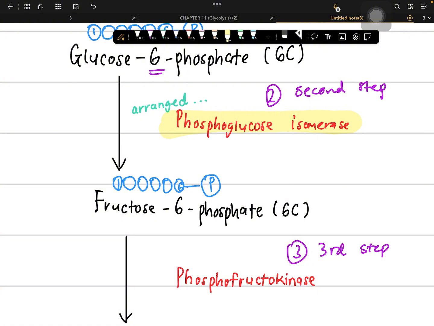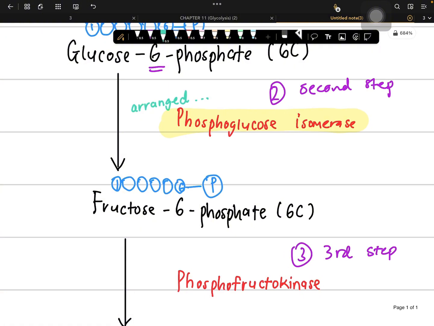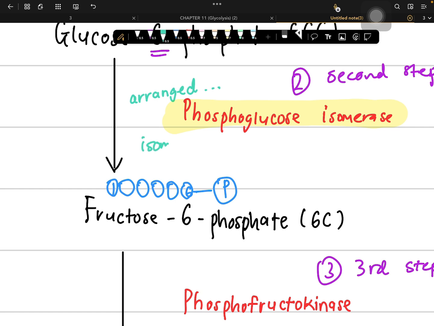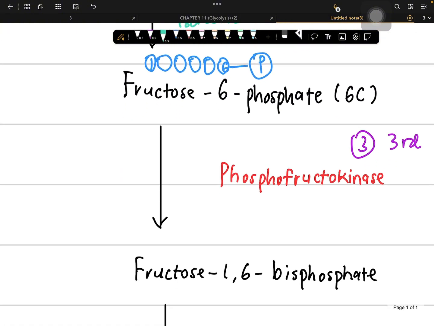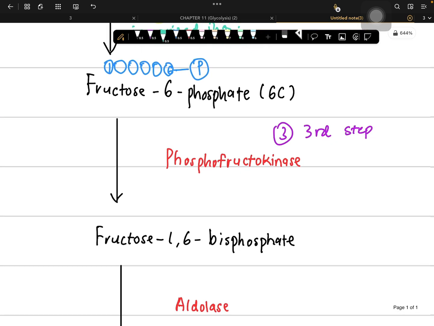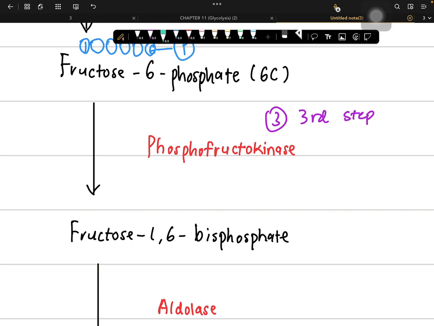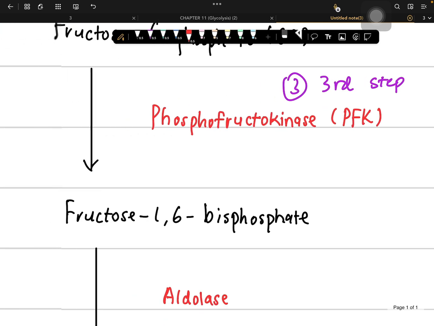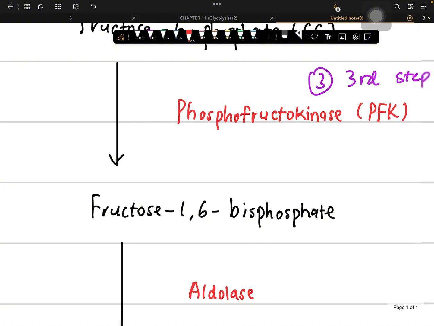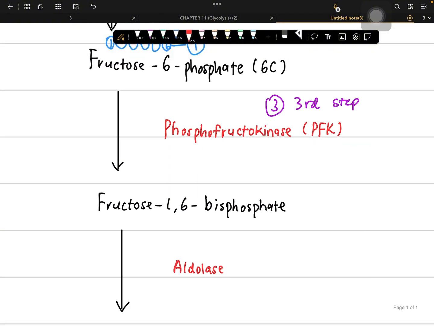So arrange, or another keyword can be used also, isomerization. Isomerize to A. And then from the fructose 6-phosphate, which is a 6-carbon molecule, it is catalyzed by the enzyme phosphofructokinase, also known as the PFK enzyme. This is a key enzyme, very crucial in glycolysis. It becomes fructose 1,6-bisphosphate.